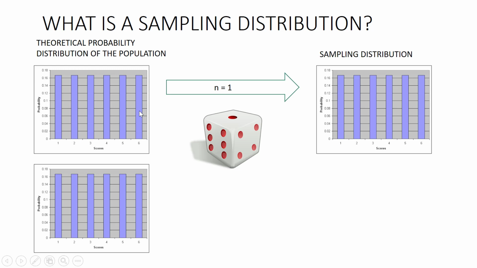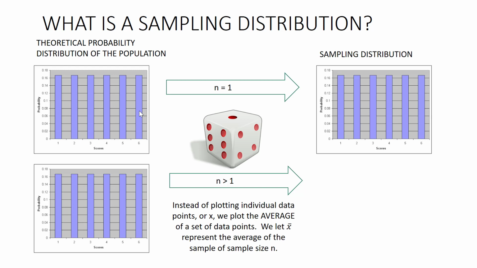The power of sampling distributions happens when I allow n to be larger than 1, and then instead of graphing individual data points, I graph the average of those data points. So I'll just read this to you. It says, instead of plotting individual data points, or x, we plot the average of a set of data points. We let x bar, that means our sample average, represent the average of the sample size n.